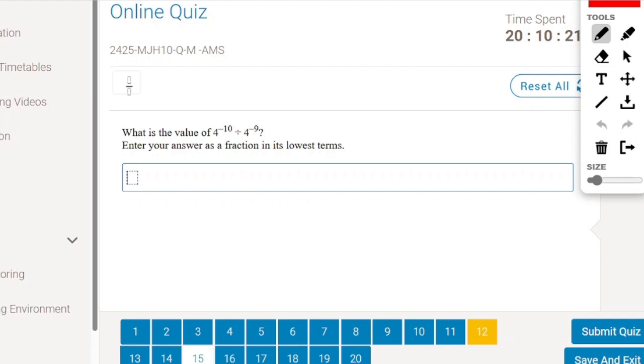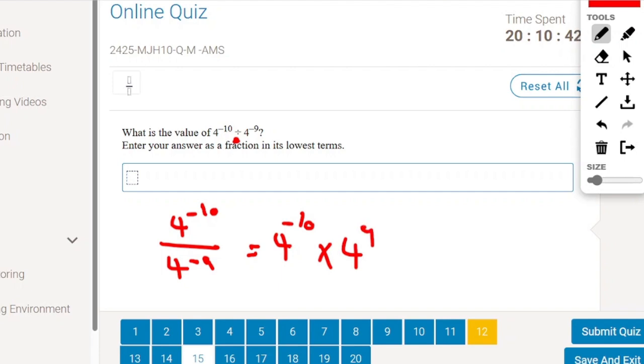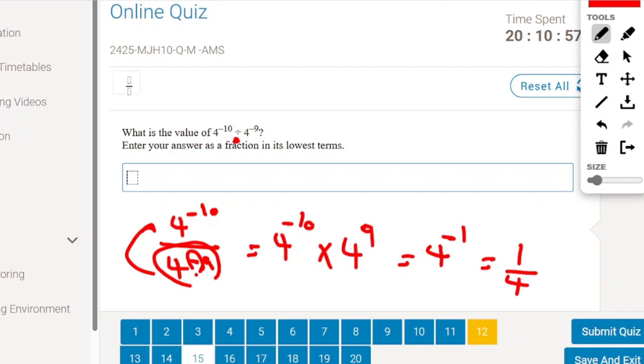What is the value of 4 power of minus 10 divided by 4 power of minus 9? So it will be like this: 4 power of minus 10 divided by 4 power of minus 9. This is the same as 4 power of minus 10 multiply 4 power of 9, because we will put this in the numerator, so we flip the sign of the power, make it from negative to positive. So it will be 4 power of minus 1, which will be equal to 1 over 4. Because 4 power of minus 1, we'll flip it, so it will be 1 over 4.